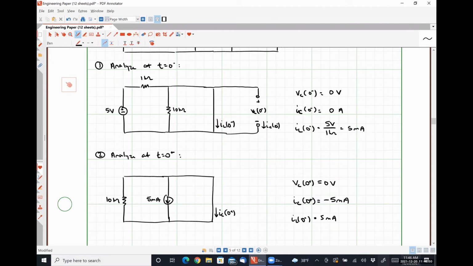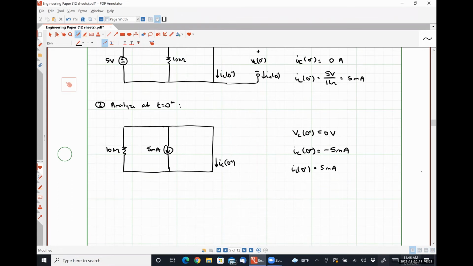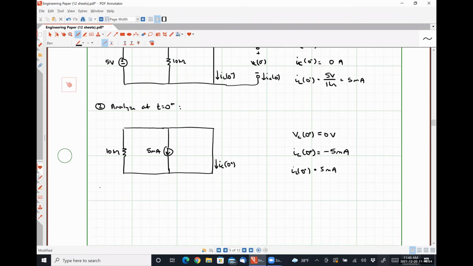All right. Step 3, which we're not actually going to do, would be to analyze the circuit at t equals infinity. The reason that we don't need to do it here is because there are no sources connected to our system at t equals infinity. So we know that all three of these quantities are just going to be 0. So really no need to go through the analysis there.